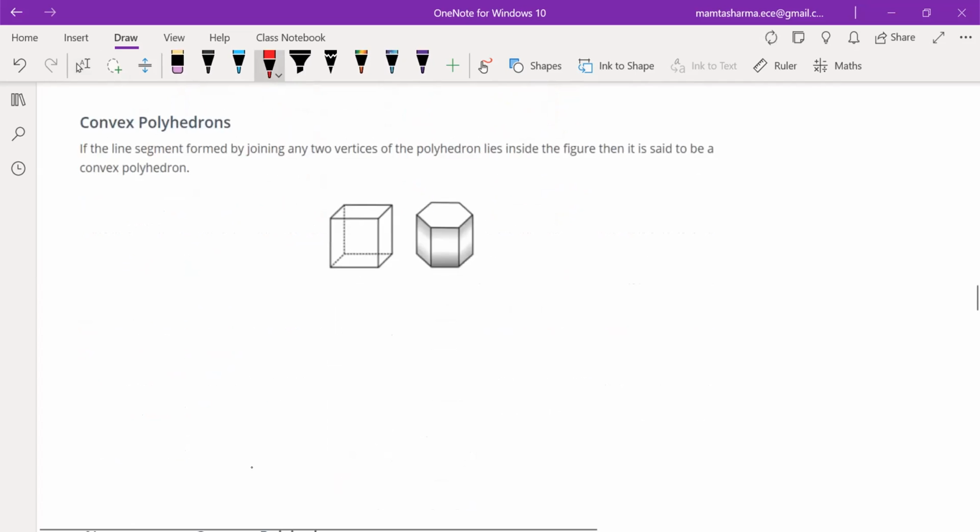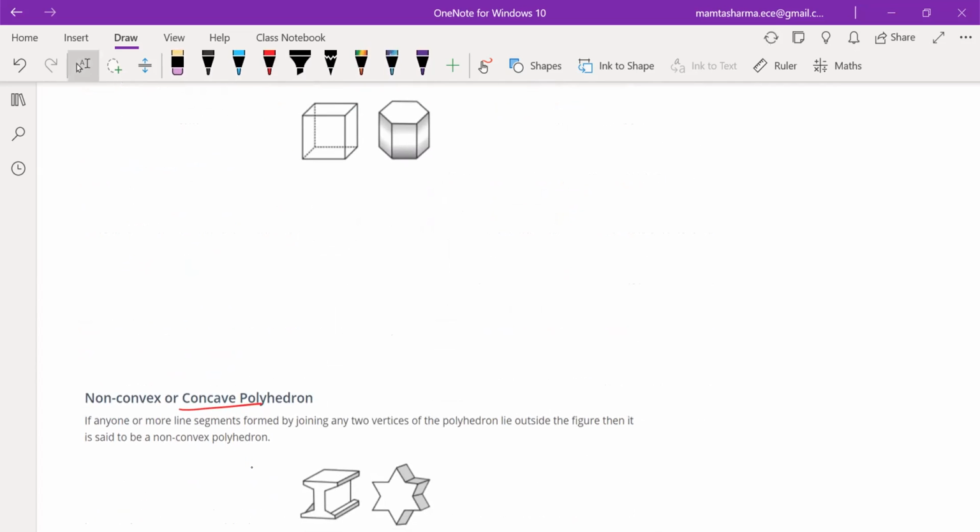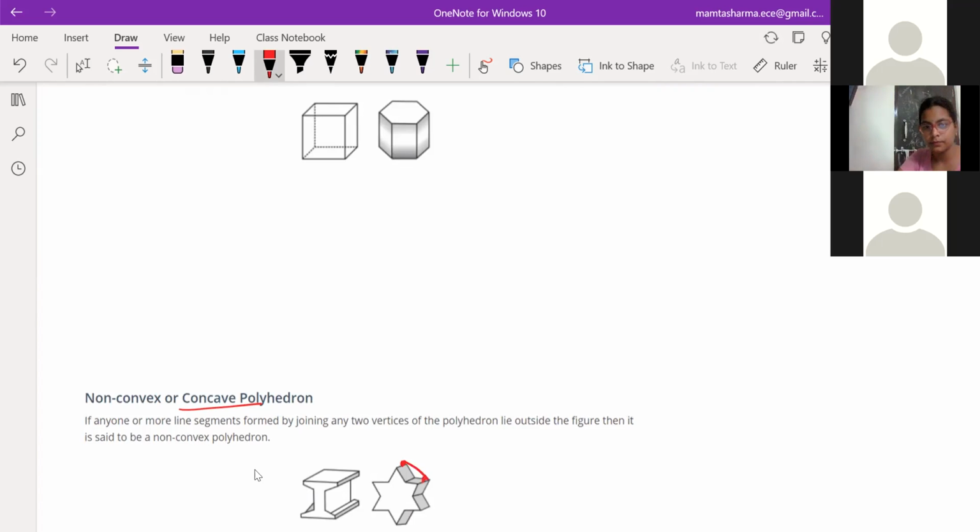Okay. Now convex and concave types. What is the difference between concave and convex? In concave, we can draw a line outside the shape. If a line can be drawn outside the shape, then that will be a concave type. Here, see, I can draw a line between two vertices outside this shape.